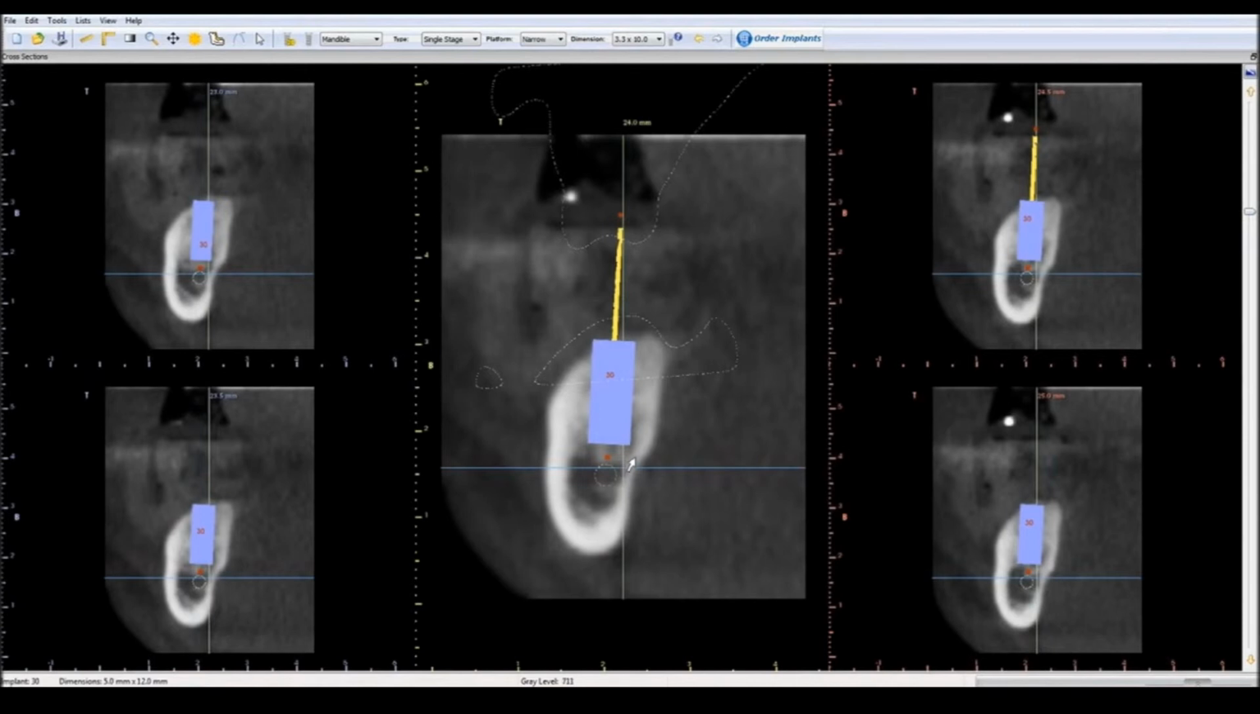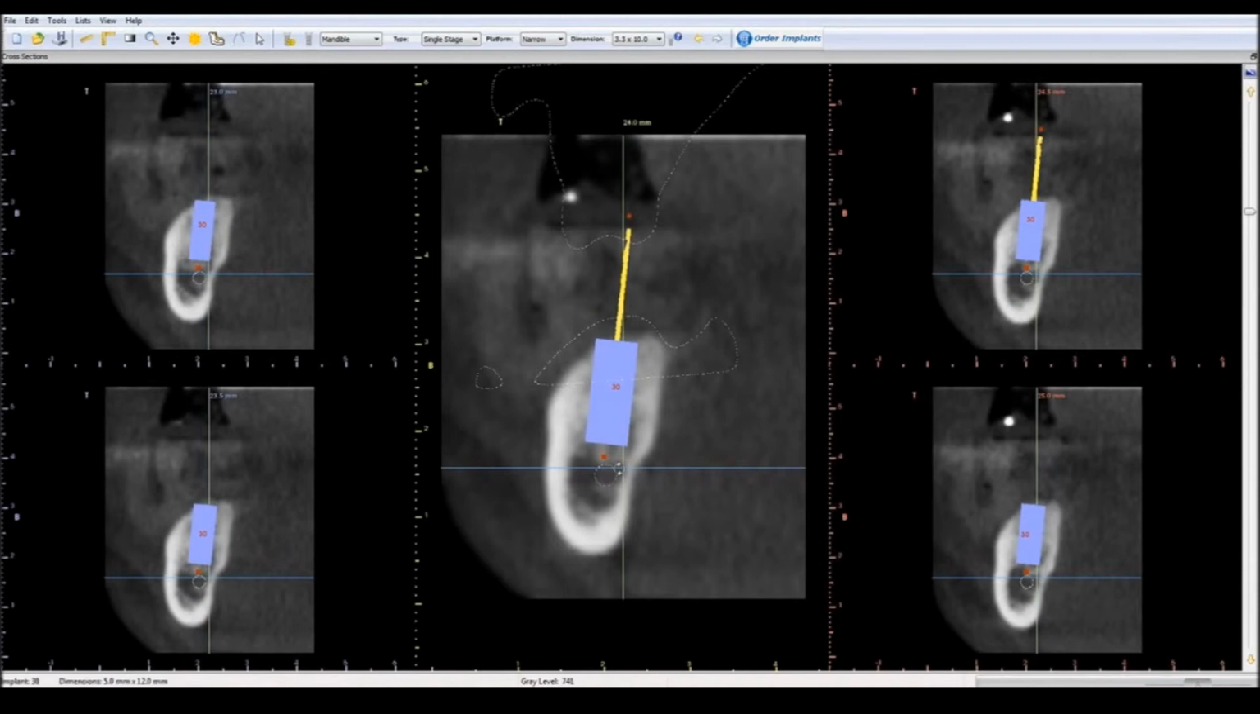Number 30, the first molar, you can see what you can do. So I can put this right on the lingual cusp. There's plenty of bone, so there's no reason why not to have an ideal occlusal relationship given the anatomy that we have.